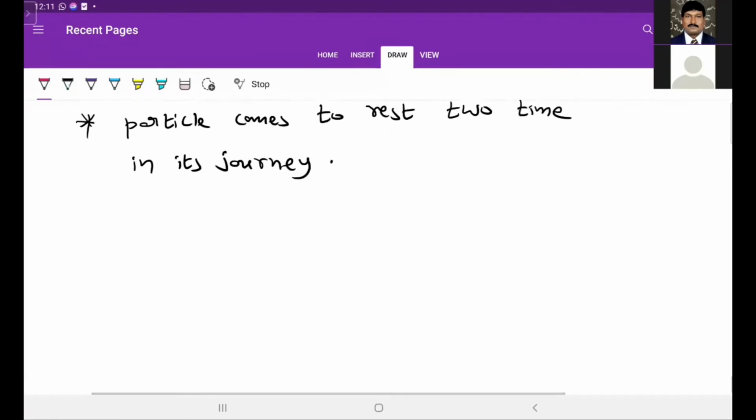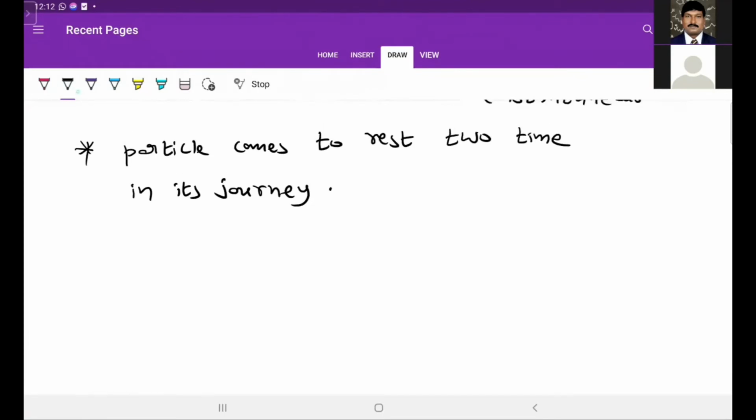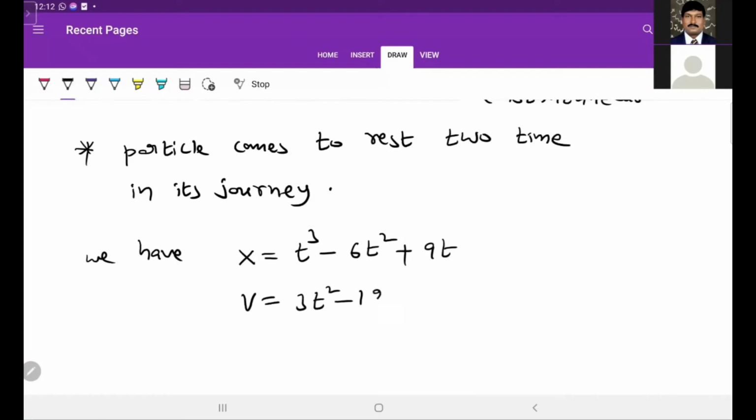So we will study the direction of the particle, in which direction it is going. Suppose we take the given equations, write all equations. See, we have x is equal to t cube minus 6t square plus 9t, and we have velocity v is equal to 3t square minus 12t plus 9. So these are the equations we have.